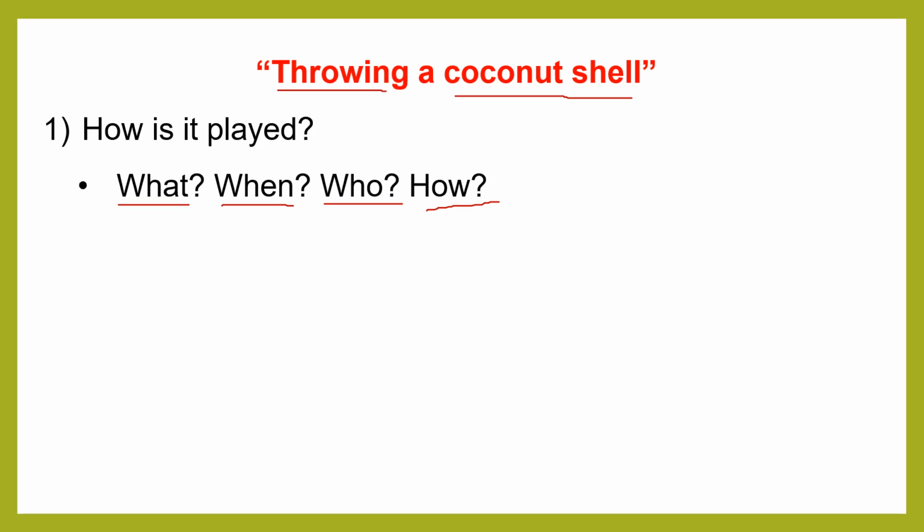So in order to play this, we have to play another game. It is called rock, paper, and scissors.